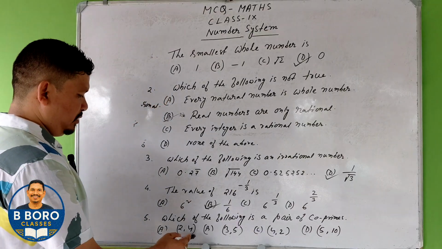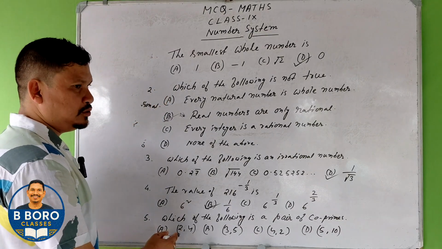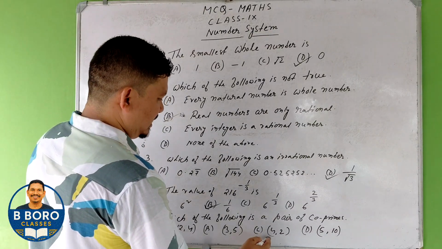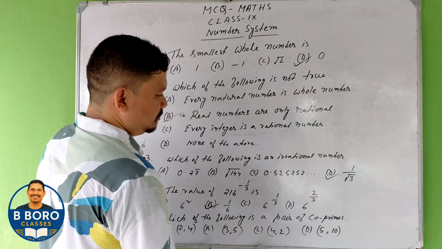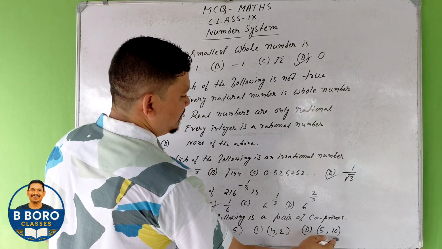So 2 and 4, HCF is what? 2, because 2 1s are 2, 2 2s are 4. 4 and 2, HCF also 2, 2 2s are 4, 2 1s are 2. 5 and 10, HCF is 5, 5 1s are 5, 5 2s are 10.